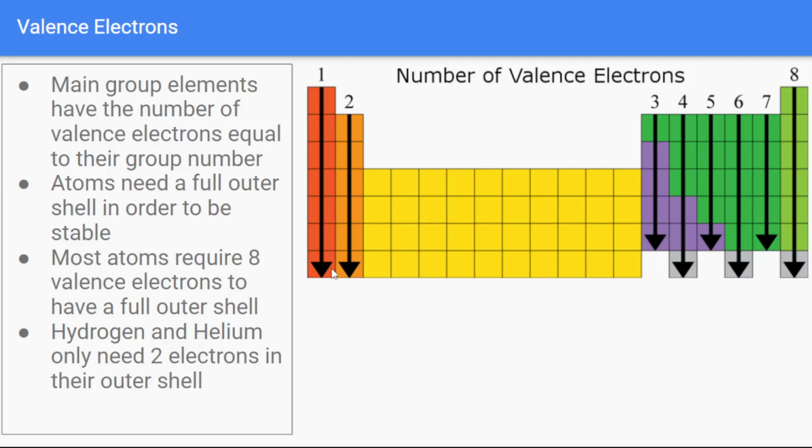And when you look at the periodic table, you might see that this doesn't say 3, it says 13, but it also says 3A. So your main group elements, they'll have an A after. So 1A, 2A, 3A, 4A, 5A, 6A, 7A, 8A.